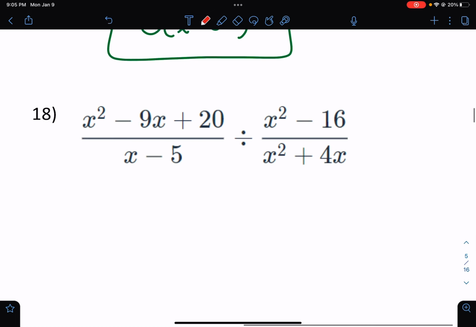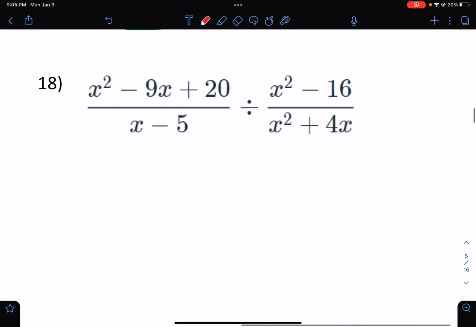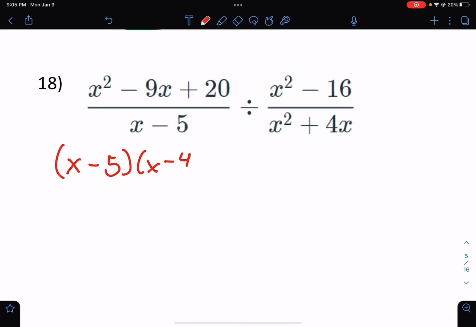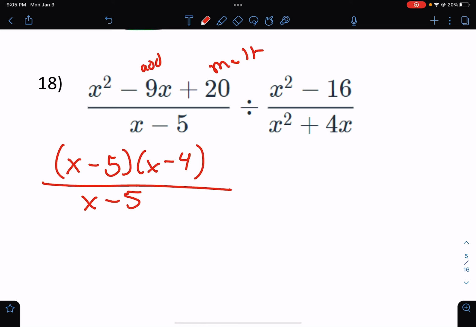All right, next one. So we'll go ahead, factor this first guy. So I get x minus 5, x minus 4, all over x minus 5. How did I get that? Well, what multiplies to 20 and adds to negative 9? That's going to be a negative 5 and a negative 4.